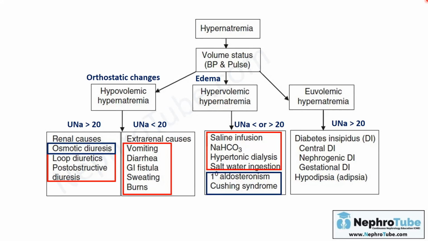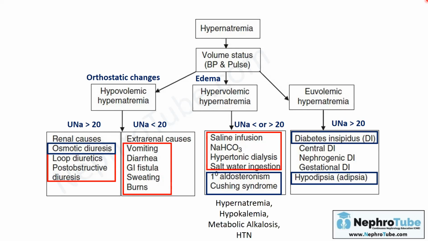In primary hyperaldosteronism and Cushing syndrome, you will need intervention, a practical approach to diagnose, and in diabetes insipidus also you will need an approach that I will mention now. And regarding hypodipsia, it is a diagnosis of exclusion.